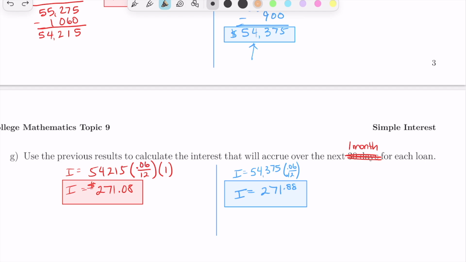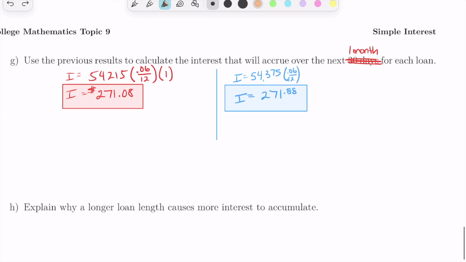substantial because she's making less payments. So it's going to take longer to pay this off. And that's really the reason why a longer loan is going to have more interest accumulate. When you're making smaller payments, you just have more time for that interest to accrue.